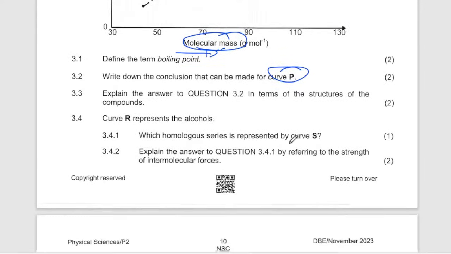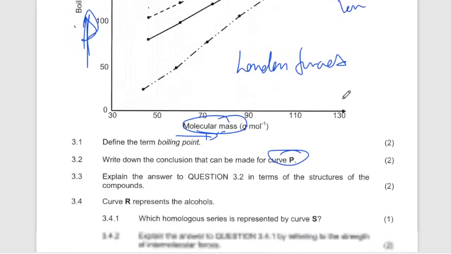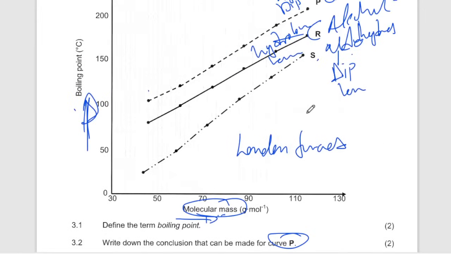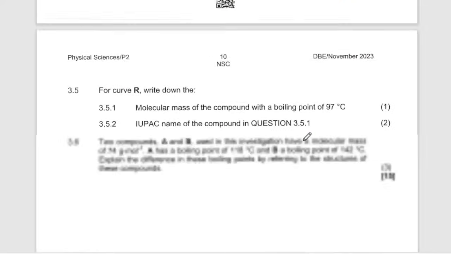Which homologous series is represented by S? So we have said it. It is an aldehyde. And they are saying explain your answer. So I've tried to explain that it has London forces and dipole forces which are weaker than the hydrogen bond and London forces found in alcohol. Therefore, alcohol will require more heat to break its bonds so that it can boil. Hence, its boiling point is higher than that of the aldehyde. So basically, that's what you're supposed to explain.